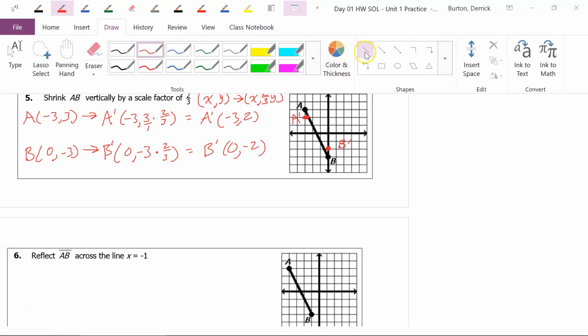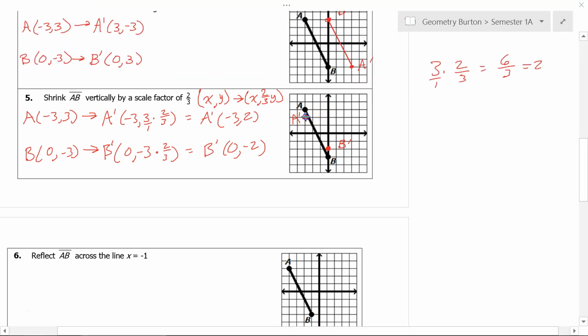Now I'm going to draw that line using my line tool. Now I feel silly for not doing that in the first place. That's so easy.